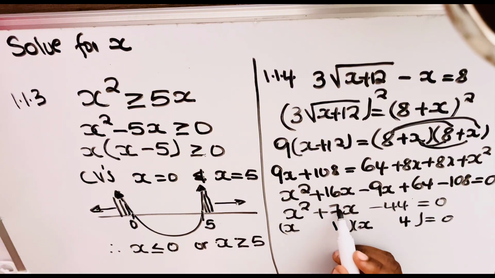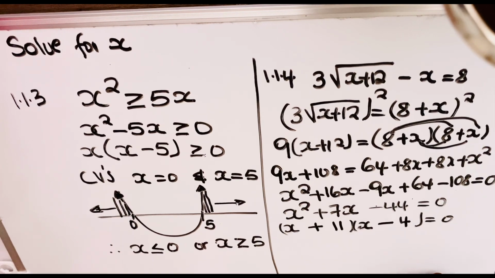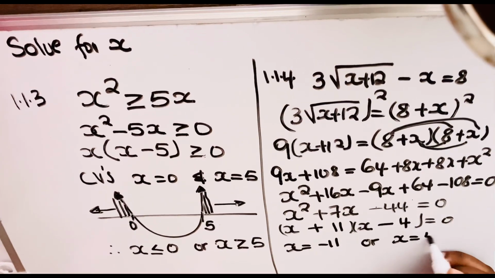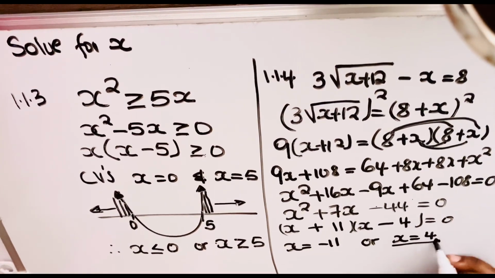The 7 is positive, so in the factors the bigger number must be positive and the smaller must be negative, as the last term is also negative. So x is equal to negative 11, or x is equal to positive 4.